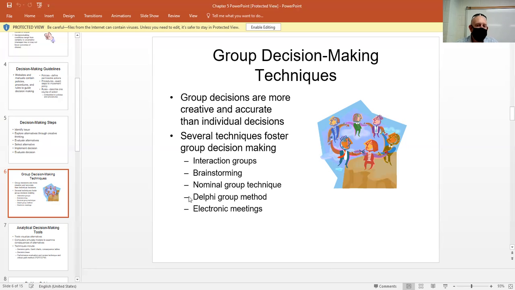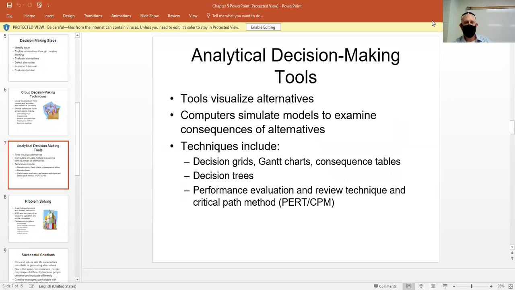But electronic meetings, that's group decision. You can get people that aren't even in the same zip code working on a group decision, which is nice. And it's become very common these days, obviously.